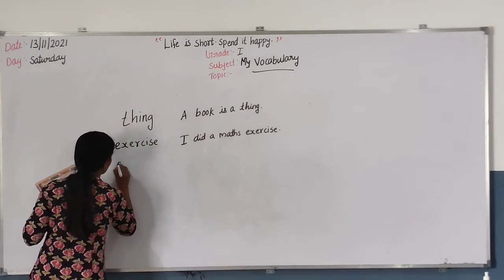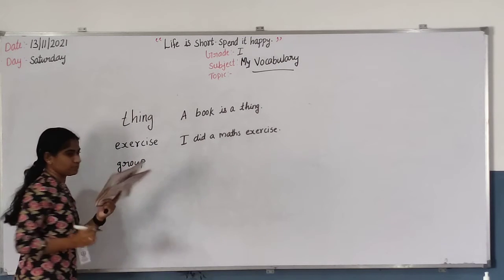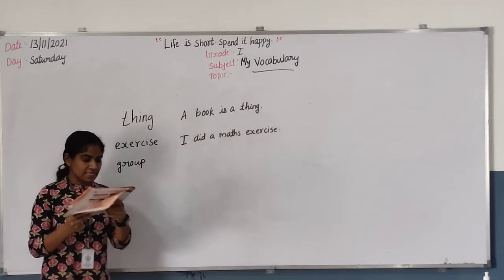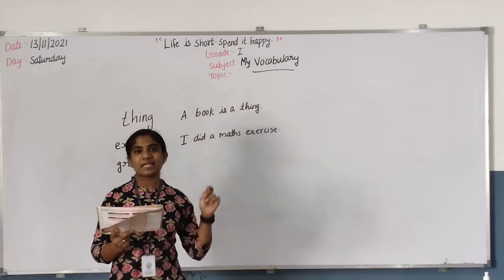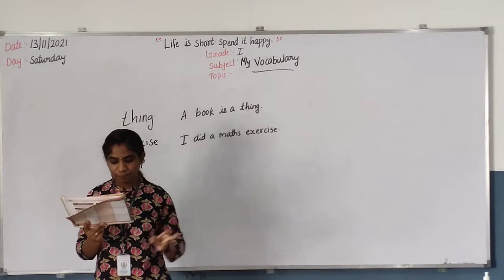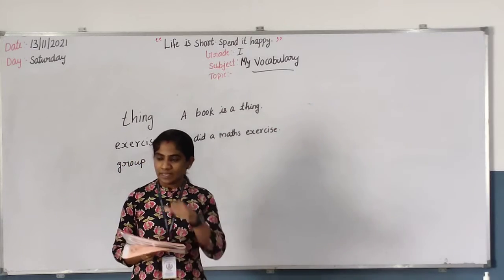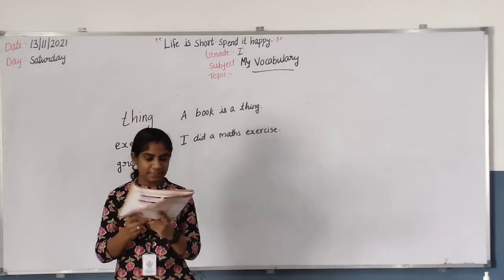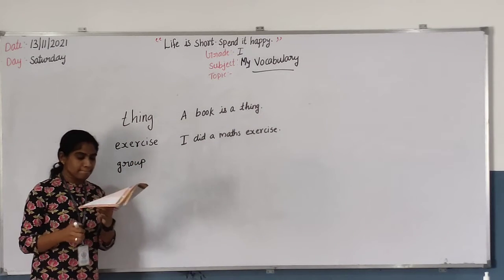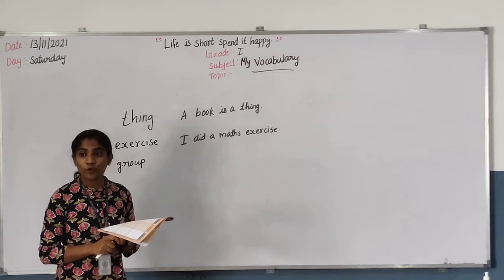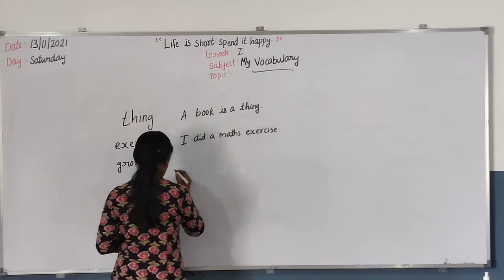Next we have group. G-R-O-U-P, group. When people or things are together, it is called a group. Then write the spelling group. Then, birds fly in a group. Write down here group. Then rewrite the sentence.